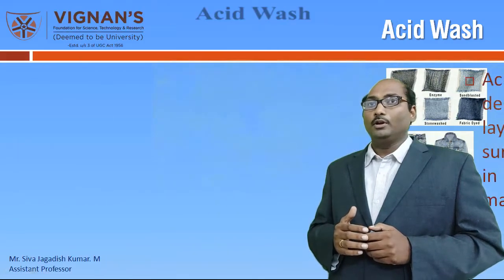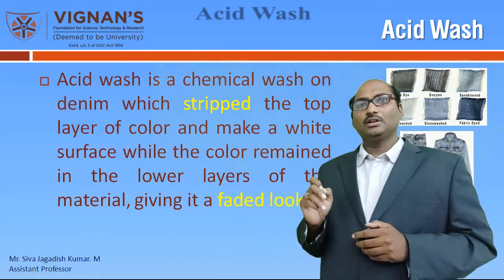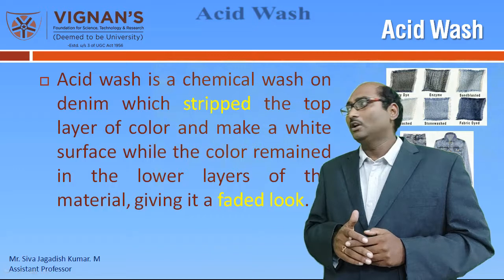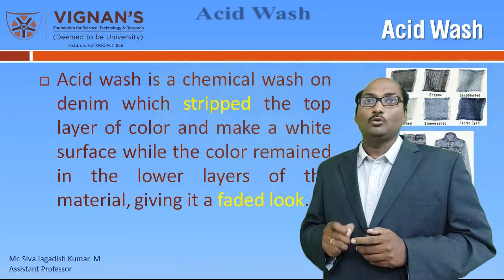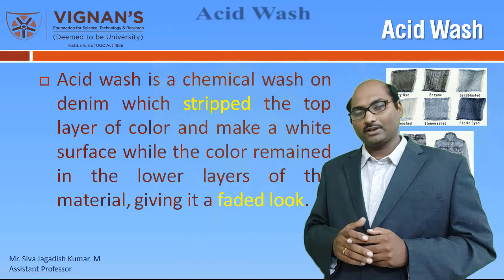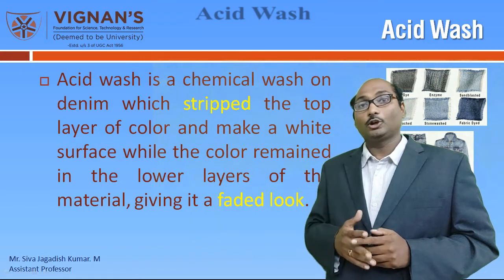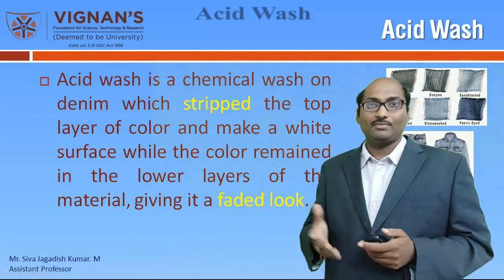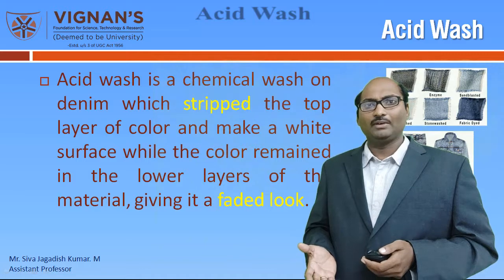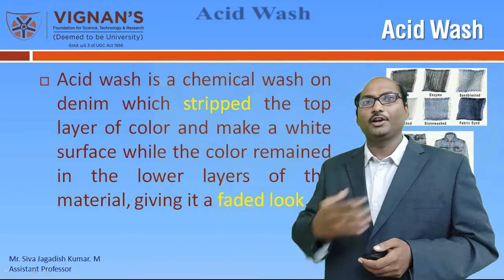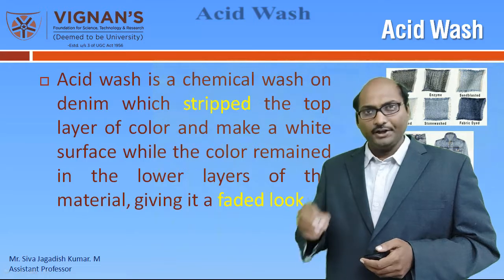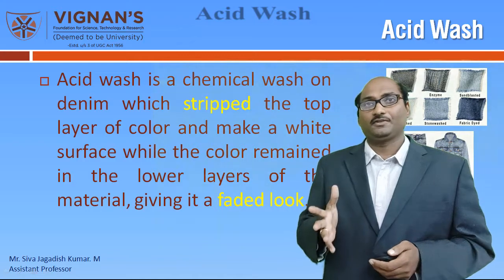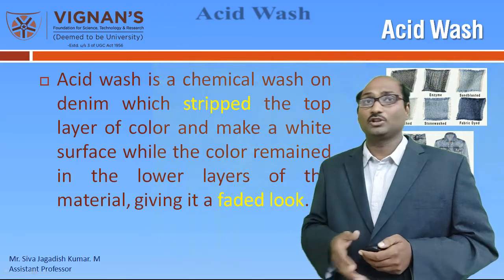In the acid wash, it is a chemical wash, not the natural or the physical abradant which takes place. A chemical wash on the denim strips the top layer of color, takes out the top layer of color and makes it a white surface. What happens when you apply a strong bleaching agent? Bleach means whatever the color, indigo and all, will be completely removed. Indigo blue or even sulfur black will be completely removed and it will come to white spots wherever it comes in contact.